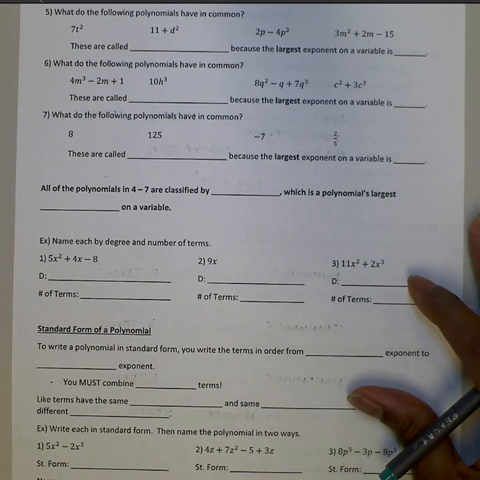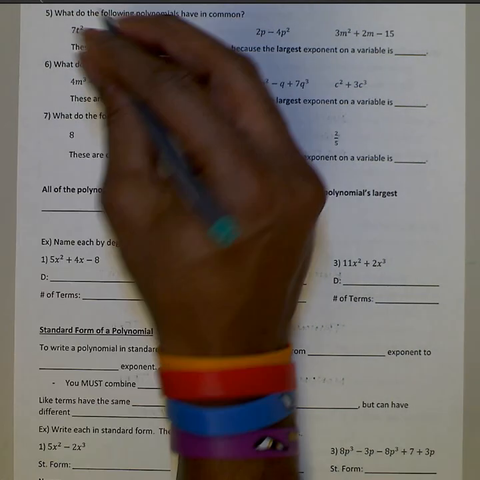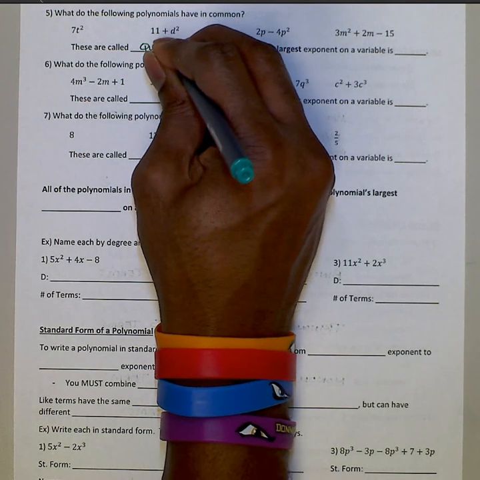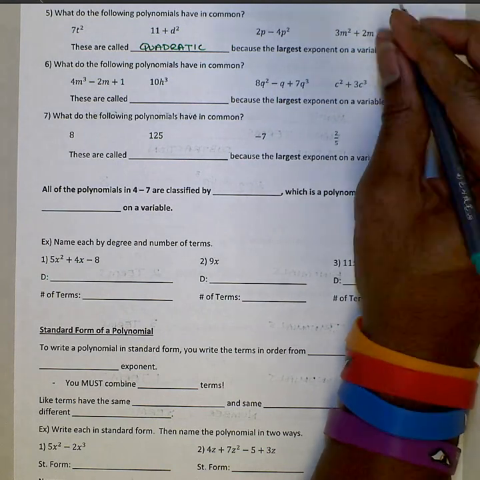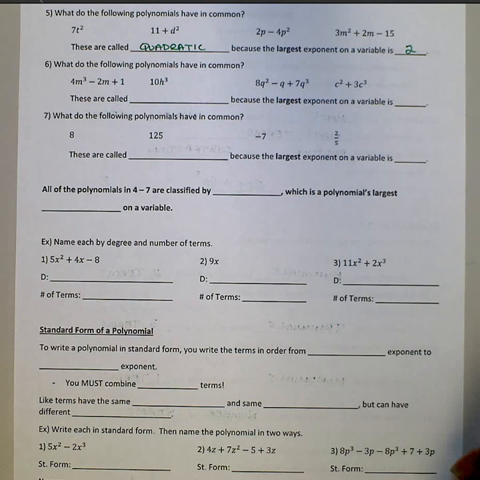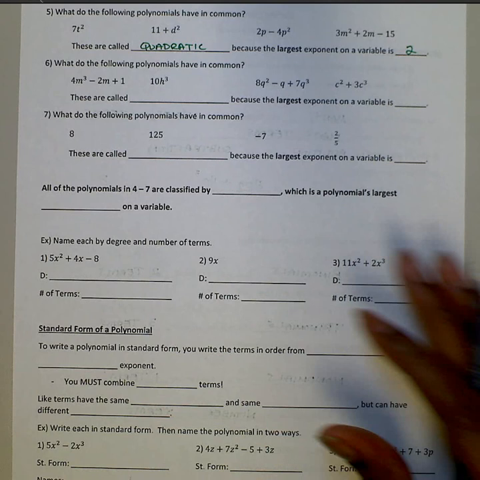As we look at the fifth set of polynomials. 7t squared, 11 plus d squared, 2p minus 4p squared, 3m squared plus 2m minus 15. These are called quadratic because the largest exponent on a variable is 2. Okay, and we'll take a chapter where we really look into quadratics a whole lot later in this year.